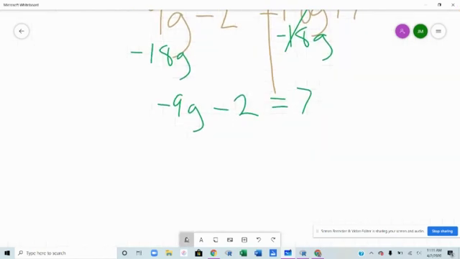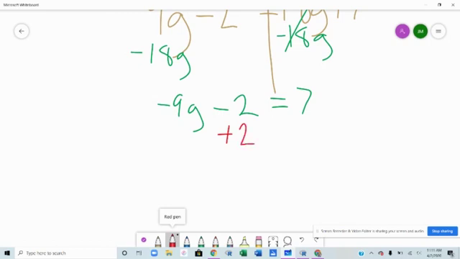At this point, we need to get rid of our addition or our subtraction. I have minus 2, so we need to add 2. I didn't do anything to negative 9g. Minus 2 plus 2 is gone. 7 plus 2 is 9.